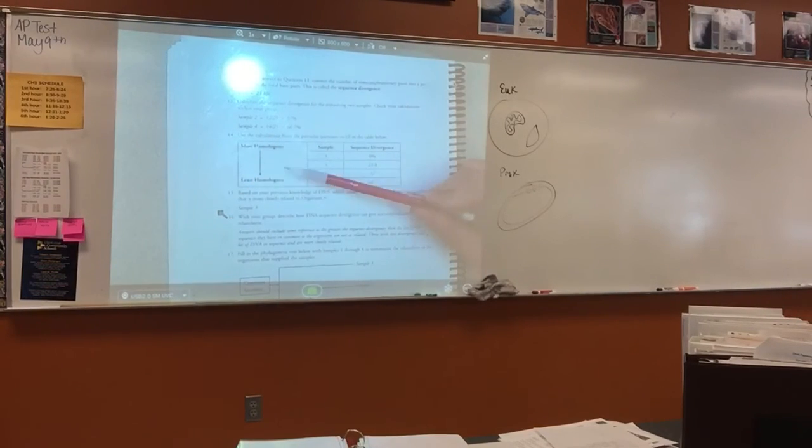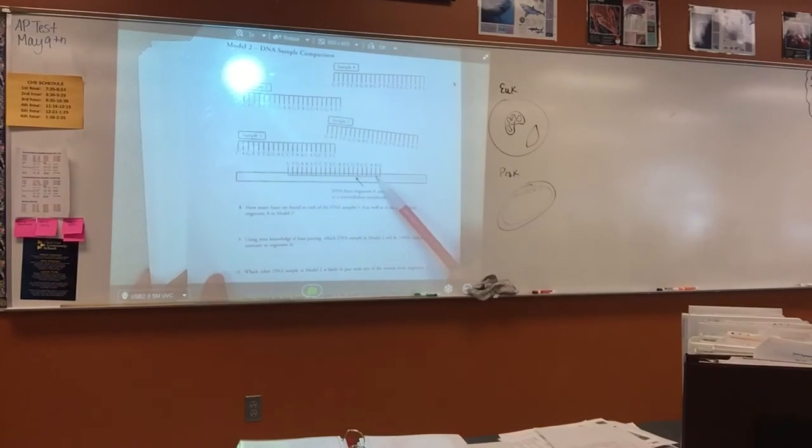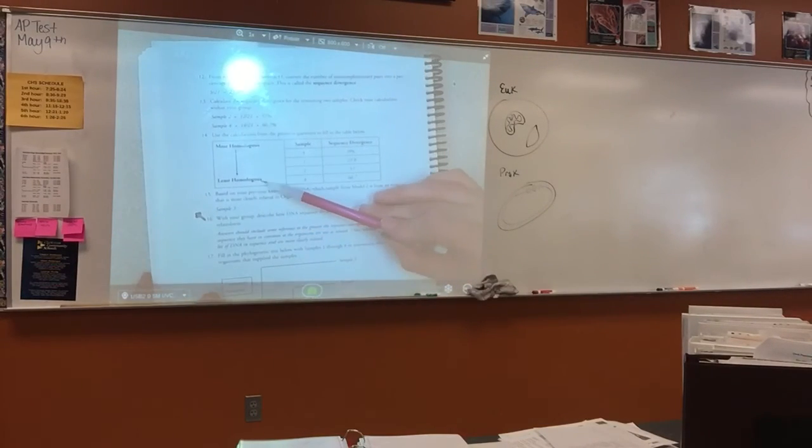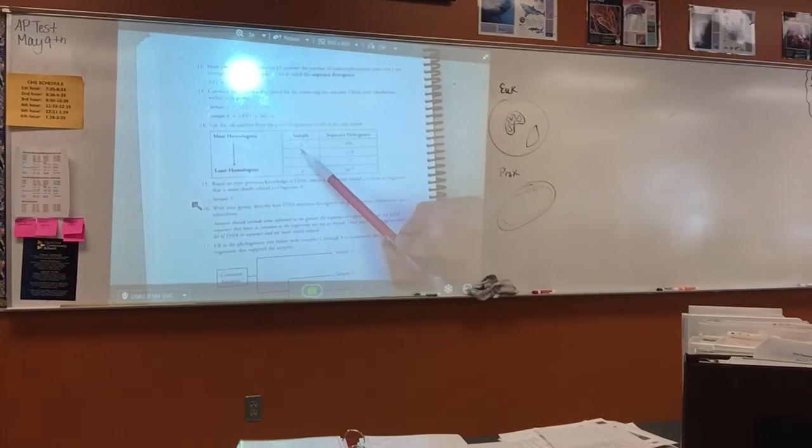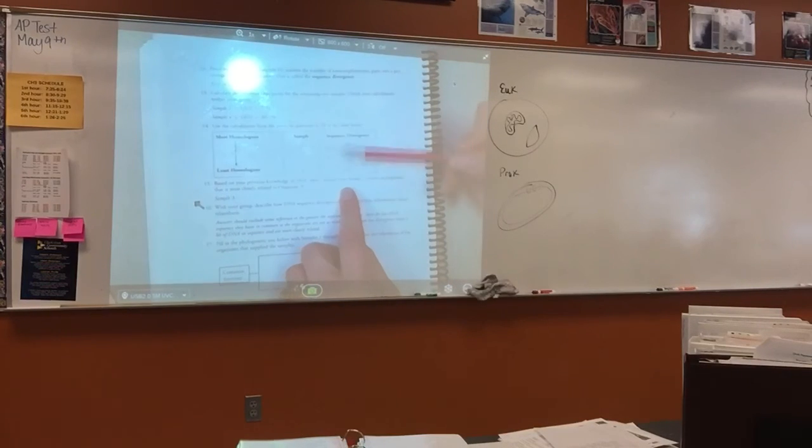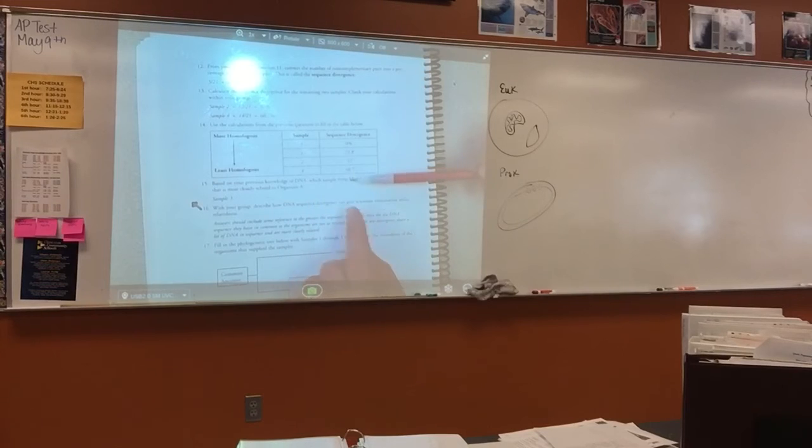All right, so then they have us organizing these four samples from most homologous, or most like sample A, to least homologous, or most different from sample A. So three is the most homologous because there's 0% divergence. It's 100% the same. One is next at 23.8 divergence, then two at 57, and four at 66.7. Then 15 asks which sample is most closely related to organism A, and that would be the one with the most in common, the least divergent, so sample three.